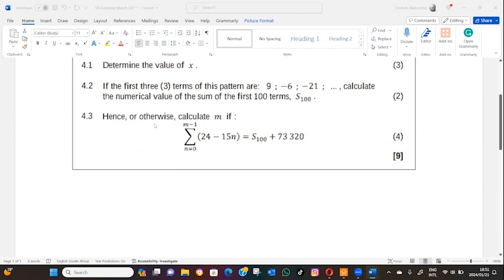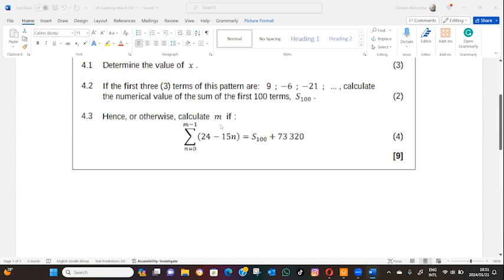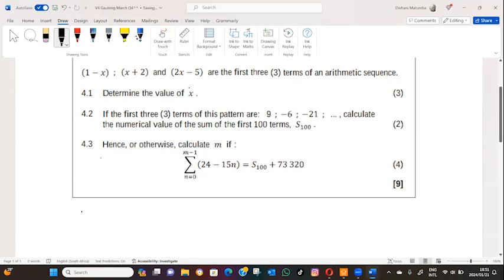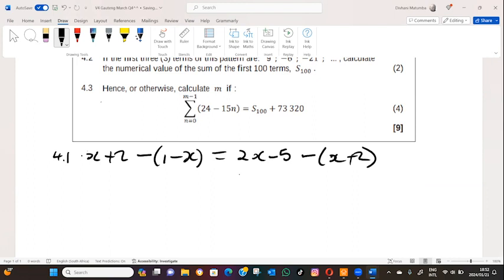Question 4.1, they said determine the value of x. So what we know is that, let me get my pen and paper ready. Okay, so we're going to start from 4.1. What we know is that x plus 2 minus 1 minus x is equal to 2x minus 5 minus x plus 2. So if you don't agree with what I've just written there, feel free to go to the comment section and put your comment. I will help you.